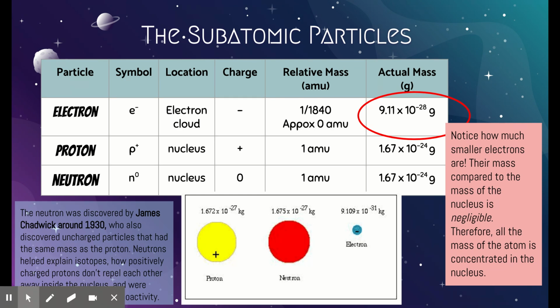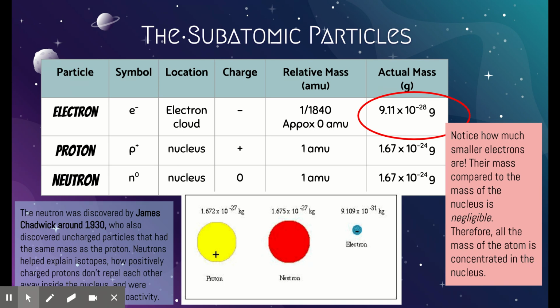They have a negative charge, and they weigh very, very little, okay? So we have 2 columns here for mass. We have relative mass and actual mass. So let's look at the farthest column that says actual mass. The actual mass of an electron is 9.11 times 10 to the negative 28 grams. That is really small. Really, really small.